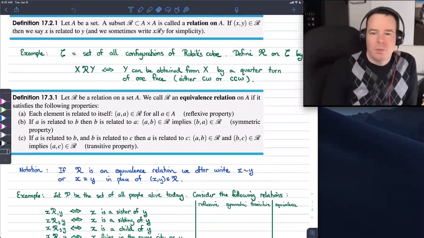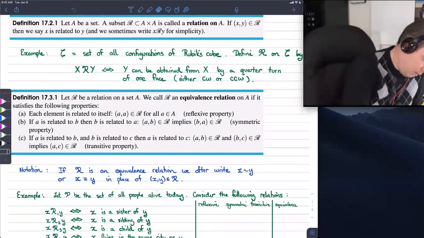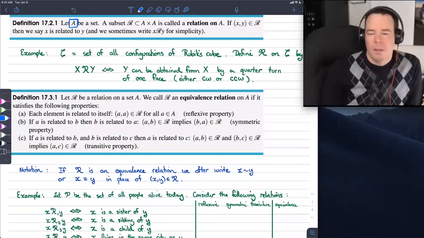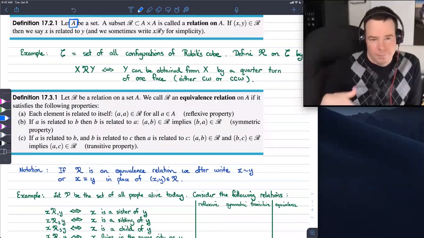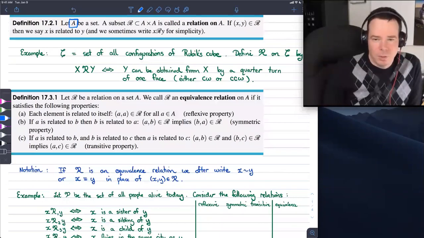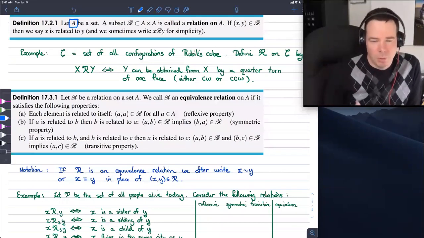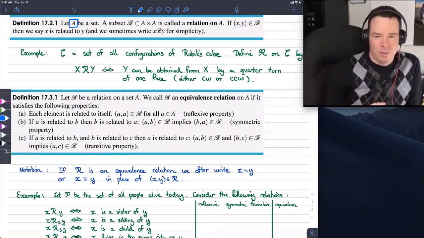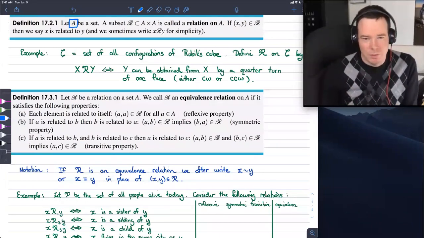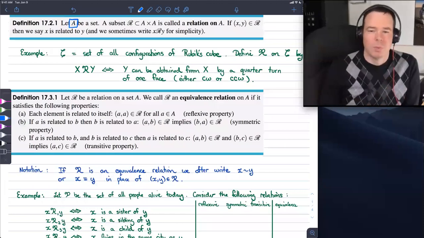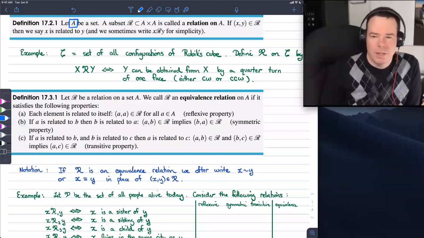A relation. So all of this starts with a set. So we've got a set A. We're going to try to get to the fact that we can create partitions in a different way. But above, we talked about a partition of A. Now we're going to talk about something else, not a partition anymore, but this idea of a relation on a set. What is a relation on a set?